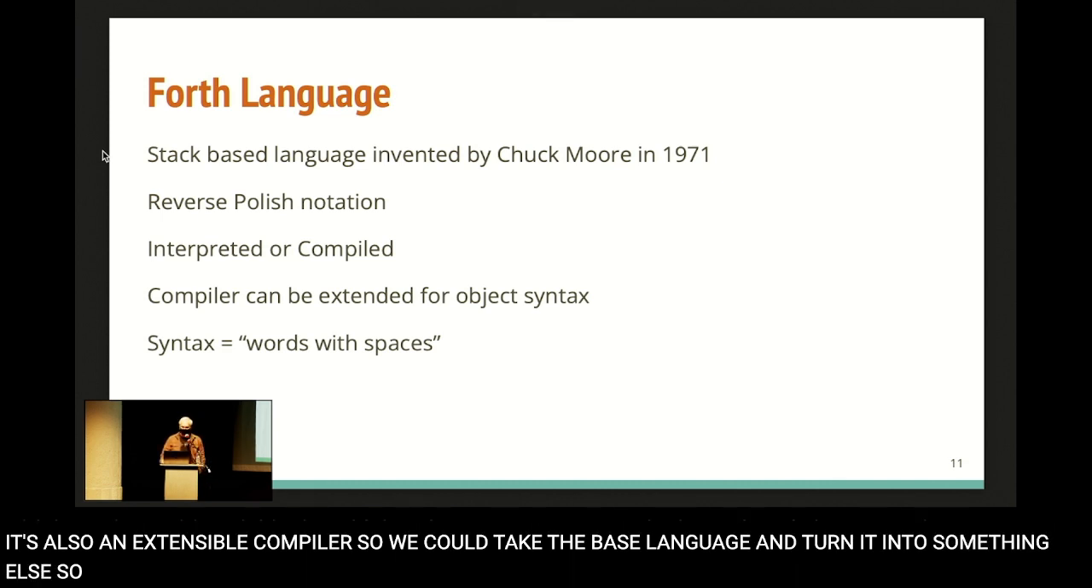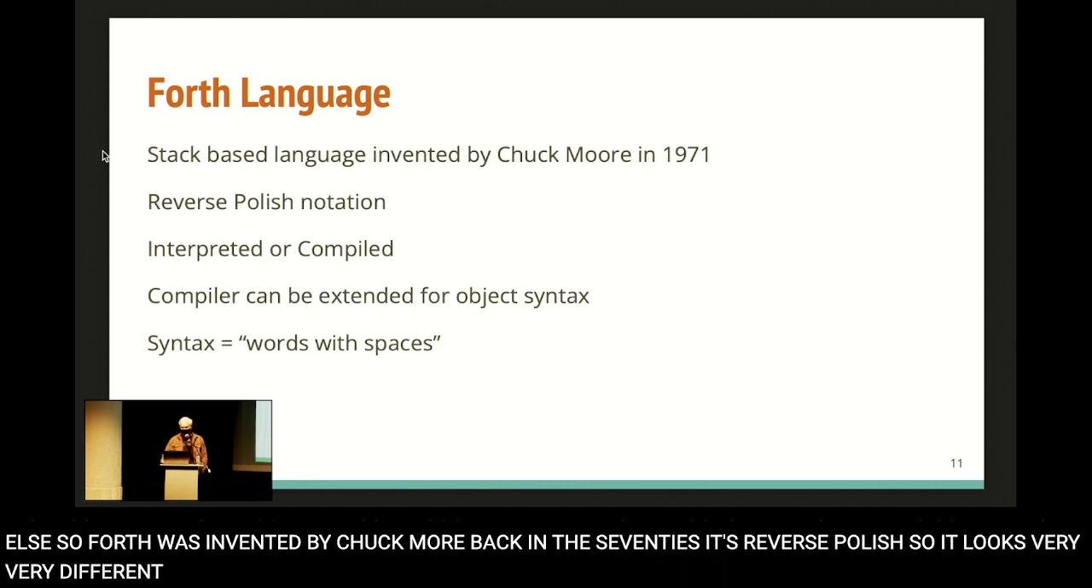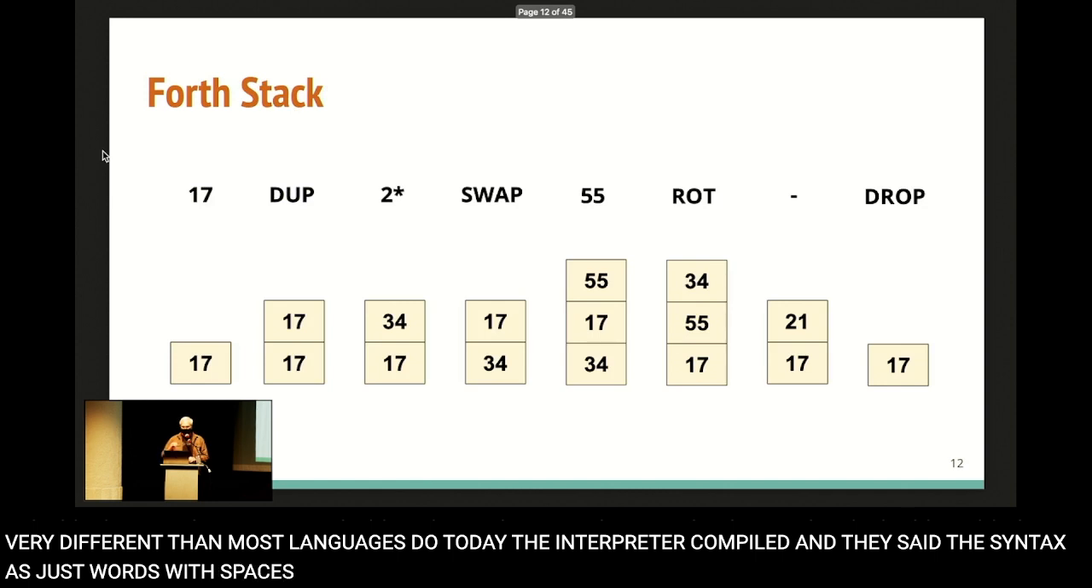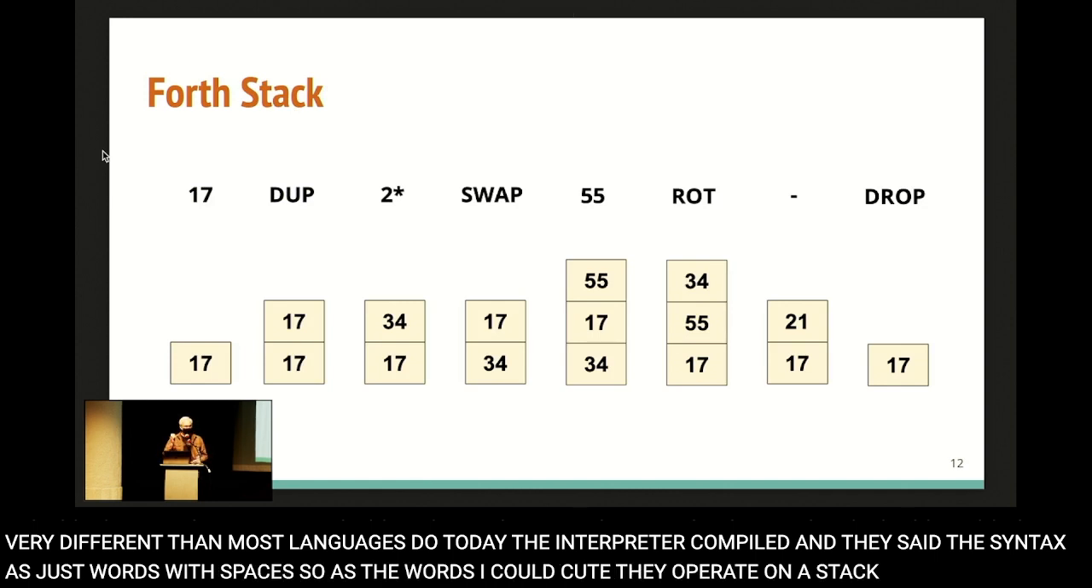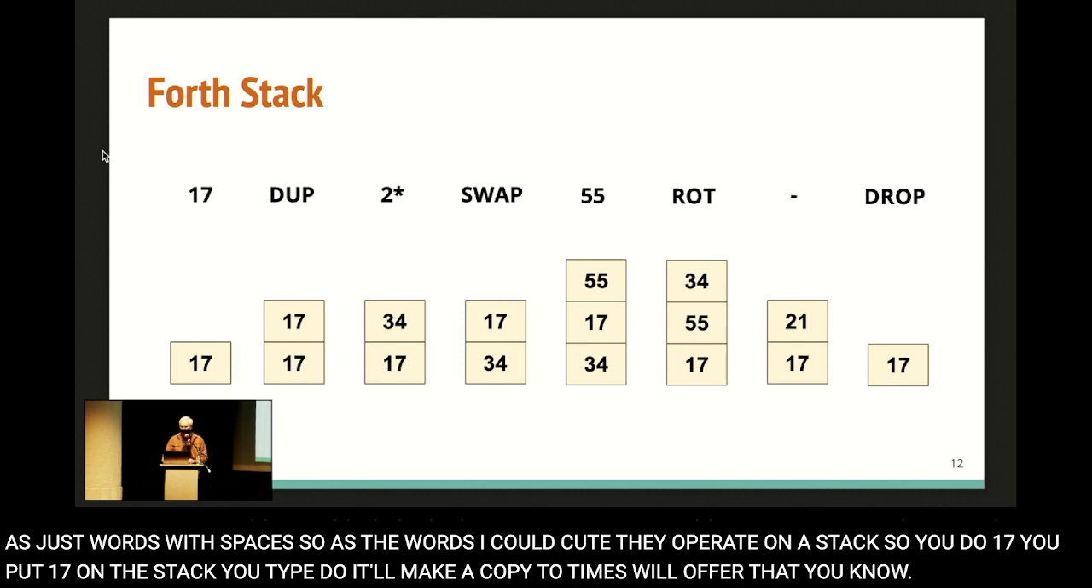So Forth was invented by Chuck Moore back in the 70s. It's reverse Polish, so it looks very, very different than most languages do today. It could either be interpreted or compiled. And basically the syntax is just words with spaces. So as the words execute, they operate on a stack. So if you type 17, you put 17 on the stack. You type dup, it'll make a copy. 2 times will operate, you know, double the number on the stack and so on.